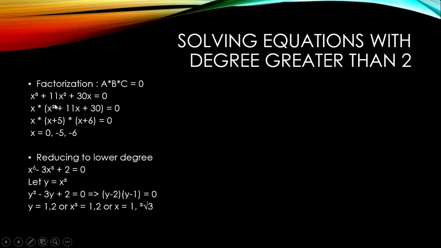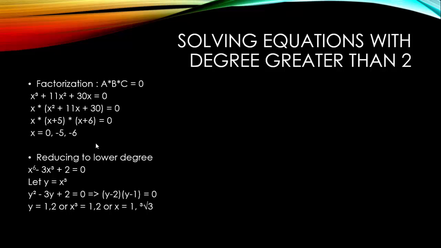So x cubed plus 11x squared plus 30x is equal to 0, which gives x into x squared plus 11x plus 30 is equal to 0, which has x into x plus 5 into x plus 6 is equal to 0, which is x is equal to 0 comma minus 5 comma minus 6.